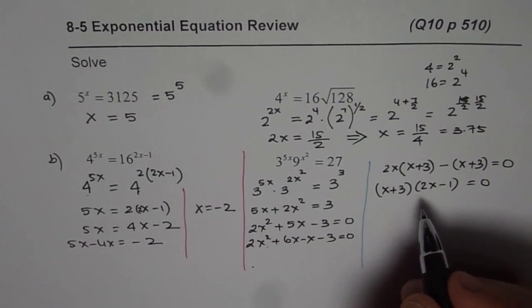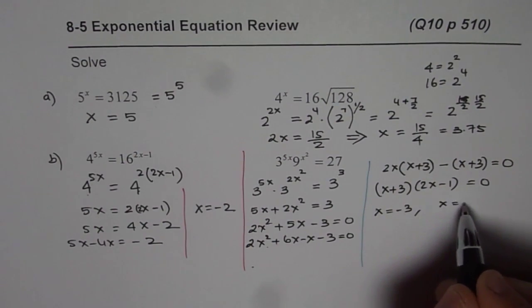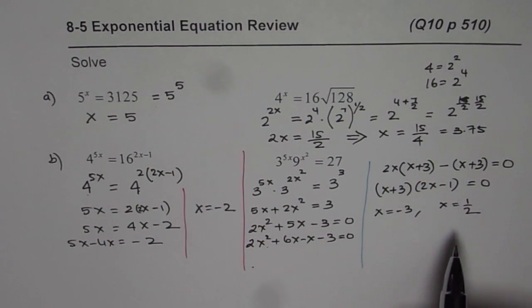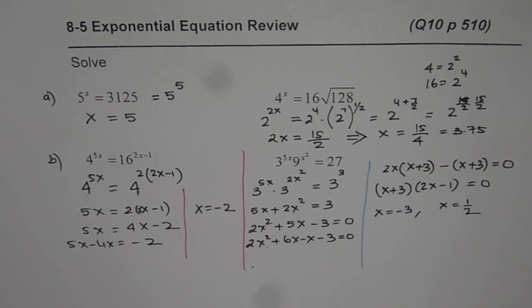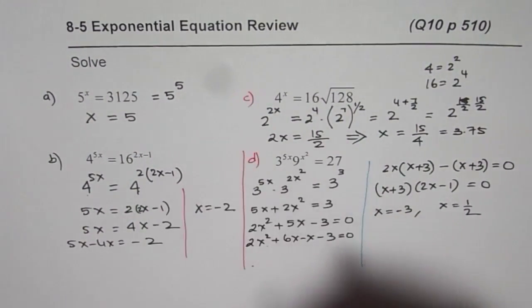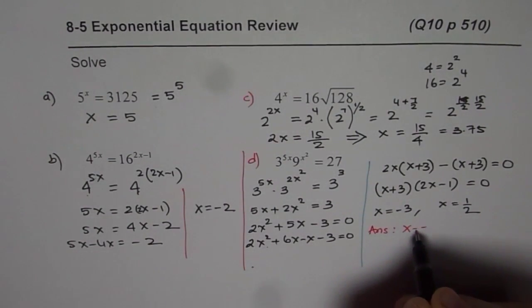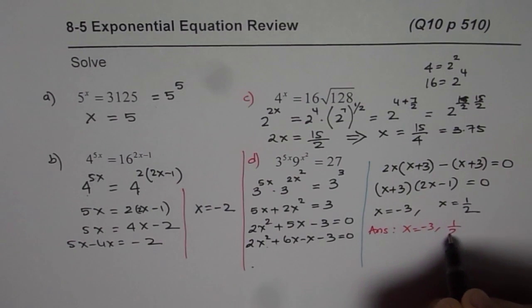That gives us two solutions. One is x equals minus 3, and the other one is x equals half, right? Therefore, this is C for us, and that one is D. So the answer for part D is x equals minus 3 or half.